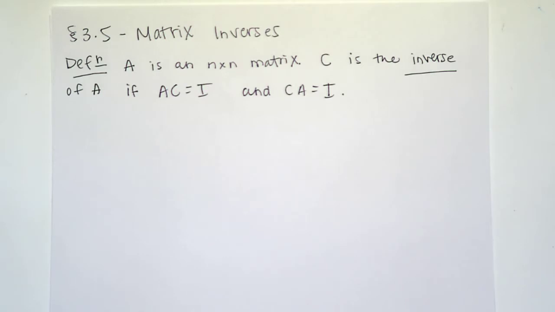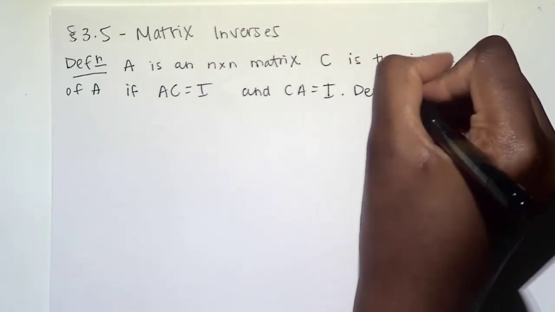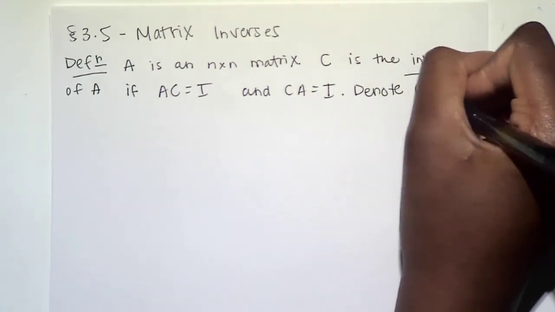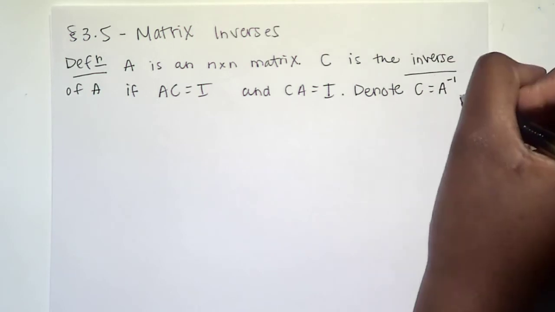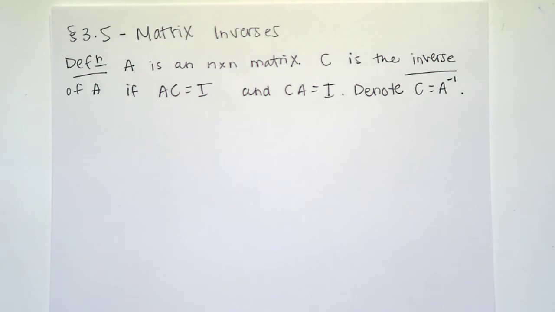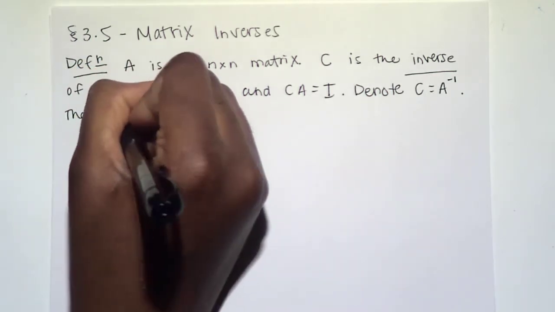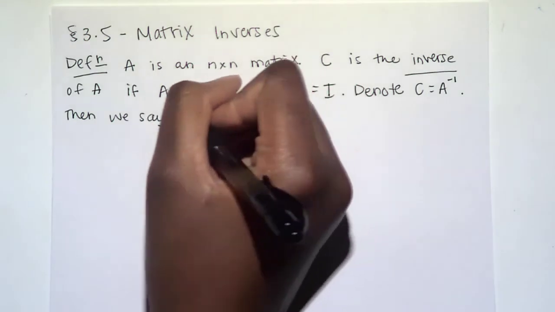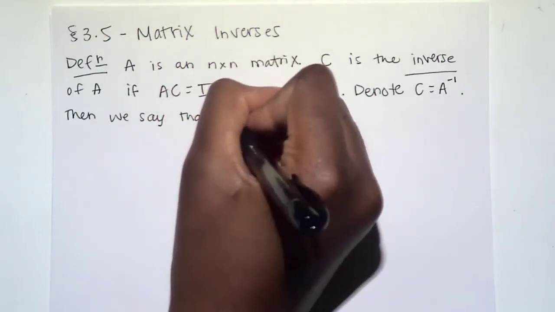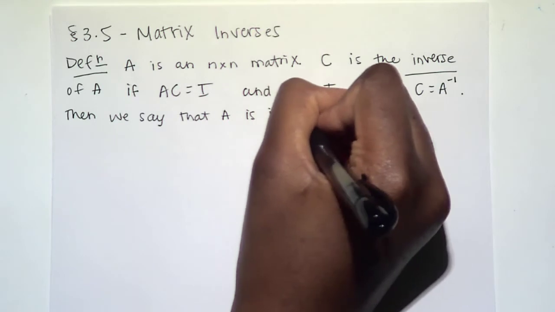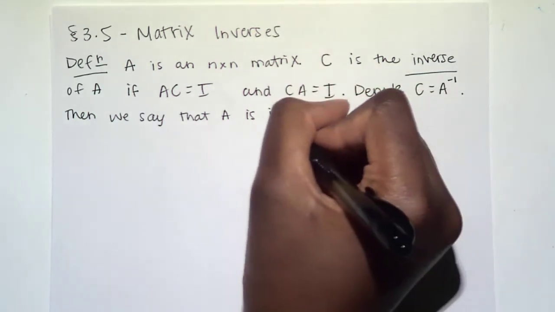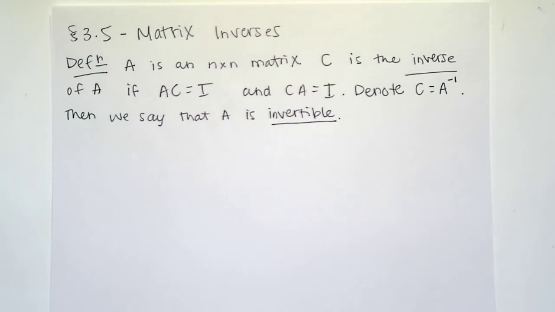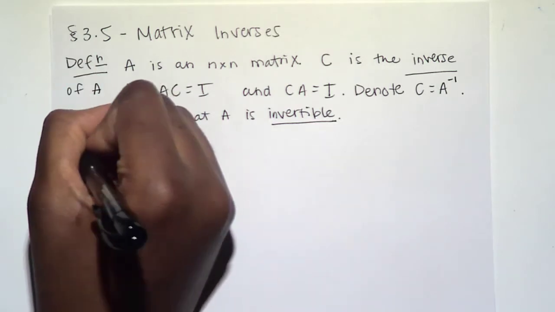All right, and so we will denote it as C equals A inverse. And if you can find the inverse of a matrix, then you call that matrix invertible. All right, so you often hear the word invertible. So we're talking about invertible matrices. All right, so let's look at some examples.